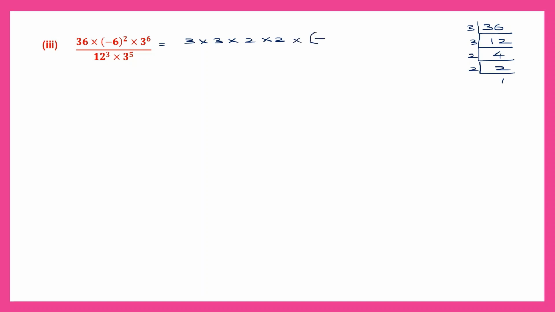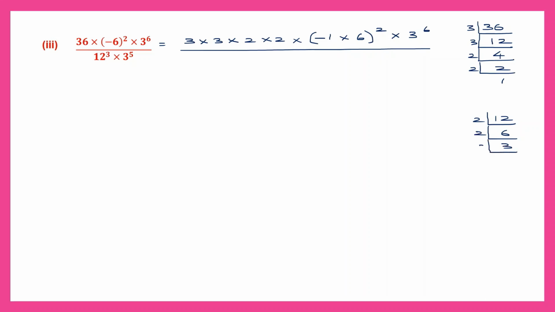So let's change that to minus 1 into 6 raised to the power of 2 into 3 to the power of 6. And here in the denominator we have 12 raised to the power of 3. So let's get the prime factors of 12. 12, that will be 2 6s are 12, 2 3s are 6, and 3 1s are 3. So prime factors are 2 into 2 into 3. So let's write that 2 into 2 into 3, and here it says 12 raised to the power of 3. That means all these prime factors also are raised to the power of 3. So let's put brackets there. They're all raised to the power of 3. Then we have into 3 to the power of 5. So now let's write that. Let's get all the 3's together here.